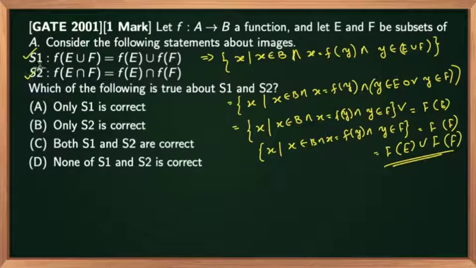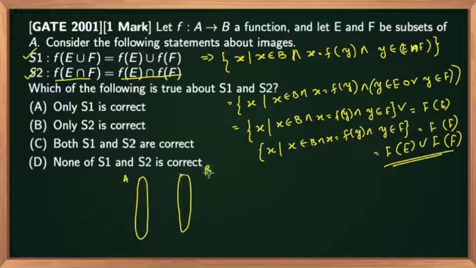Now let's see the second statement. Second statement will be here, instead of union it will be intersection. We cannot write like this because we have intersection here, right? Now let's see whether the statement is correct. For example, let's take A and B. Let's assume you have 1, 2, 3, 4 here, and you have A, B, C here. Now let's assume 1 is mapped to A, 2 is mapped to B, and 3 is mapped to B, and 4 is mapped to C. So let's take your E is equal to 1, 2, and F is equal to 3, 4.